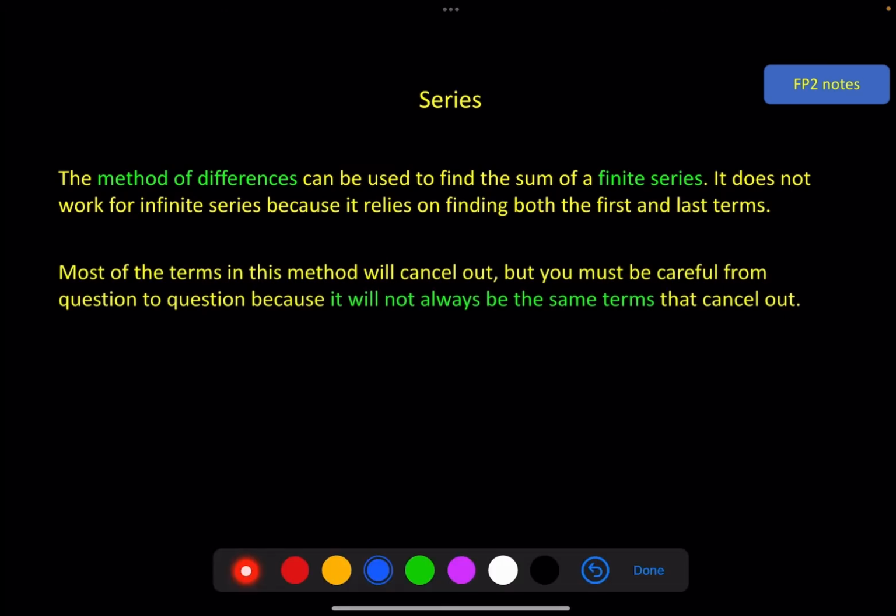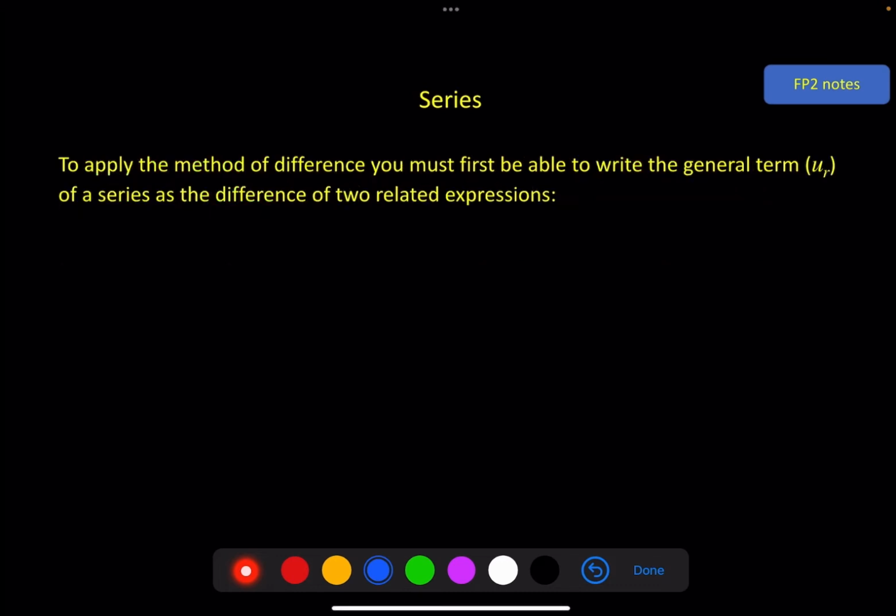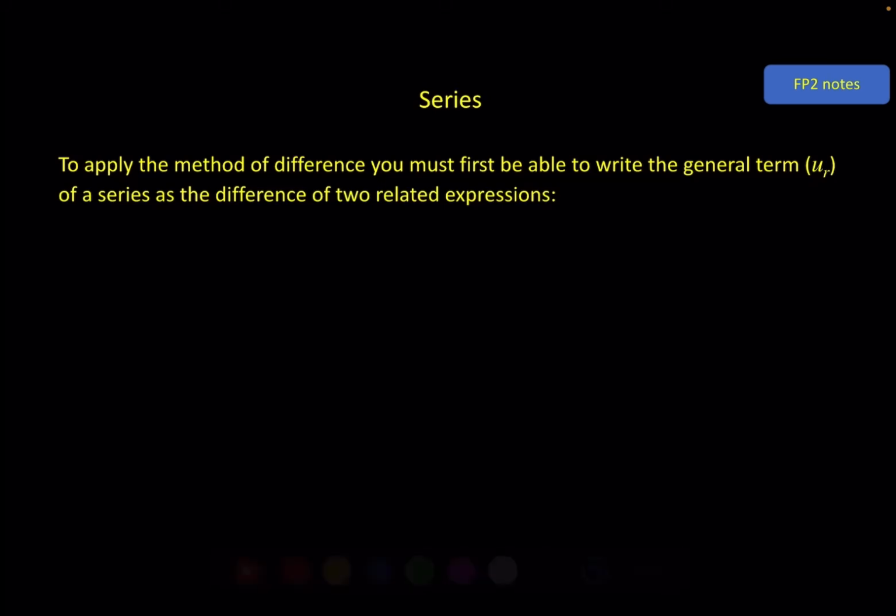Most of the terms in the method completely cancel out. That's the strength, that's how this method works, but you've got to be careful from question to question because it will not always be the same terms that cancel out each time. So the problem-solving part of this method is finding the pattern of how the terms or the bits of the terms cancel out. But first, to be able to apply the method of differences, you must be able to write the general term of your series as the difference of two related expressions.